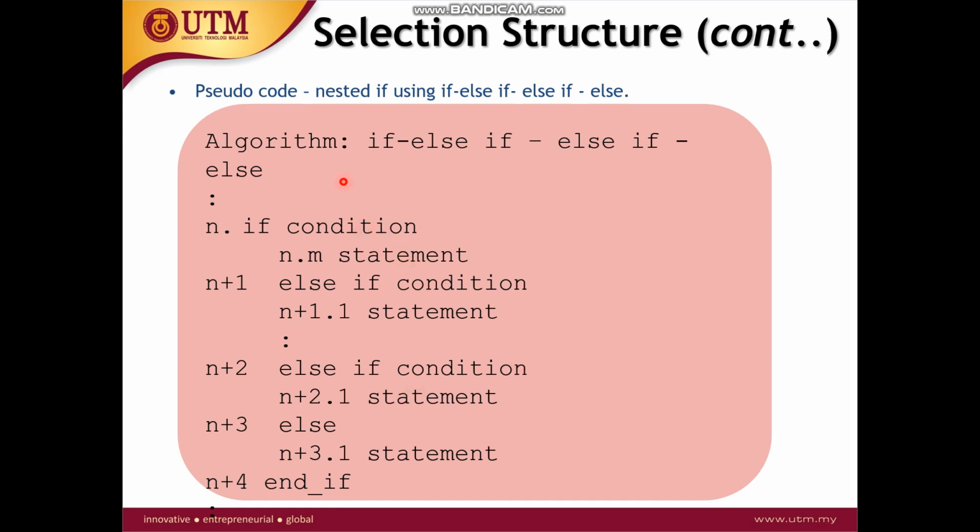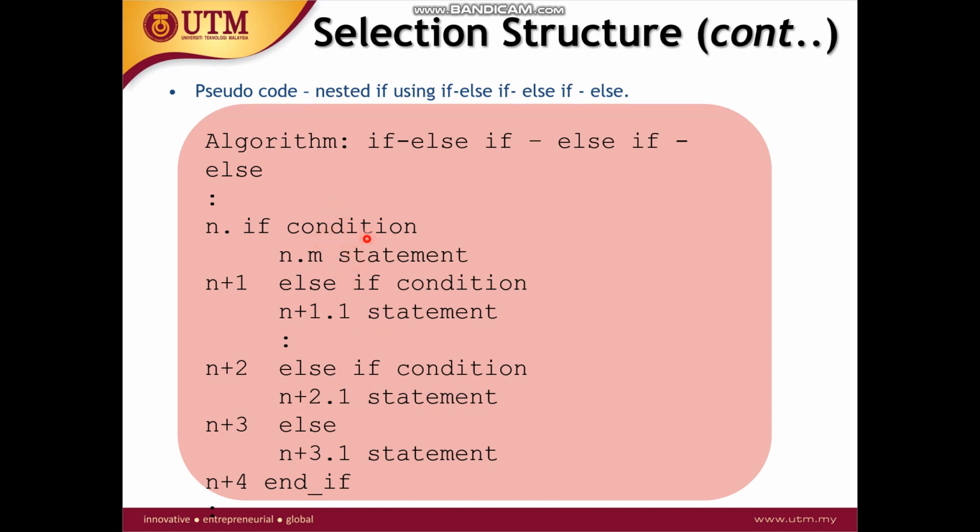Now we have a pseudocode for the nested if else condition. For example, we have an if condition. If this one is true, do this one. Else, if this one is true, do this one. Else, if this one is true, do this one. Else, this one is going to take place. And the end if. Look, we've got so many different conditions for something here.